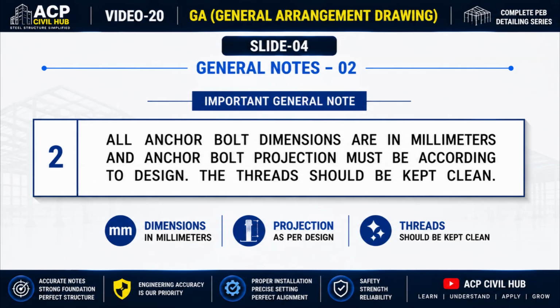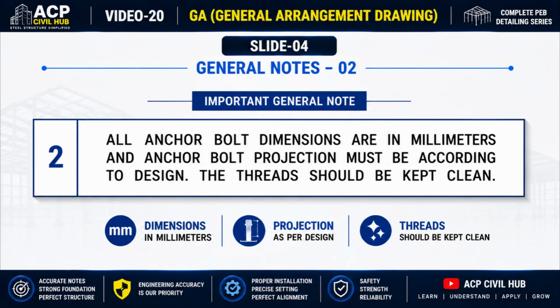Next, the note says that the anchor bolt projection must be according to the approved design. This means the portion of the bolt projecting above the concrete foundation must exactly match the design drawing. If the projection is too short or too long, installing the base plate, nuts, and washers correctly can become difficult, affecting the structural connection.